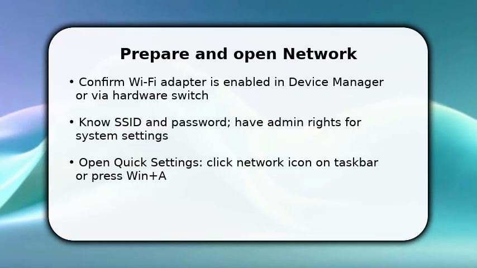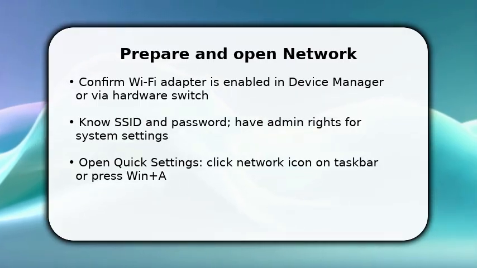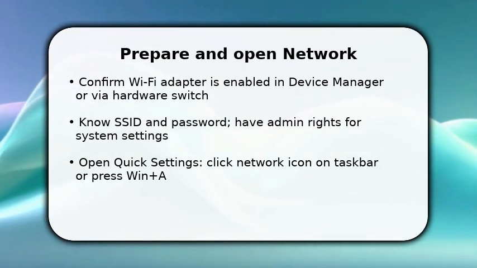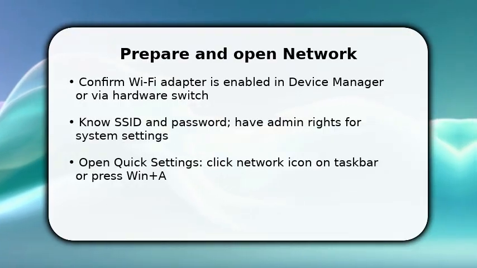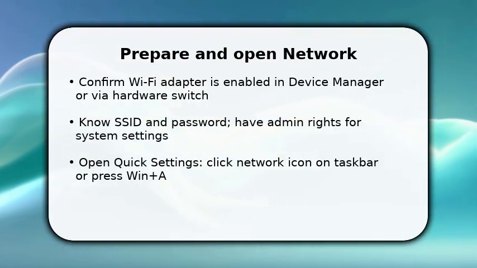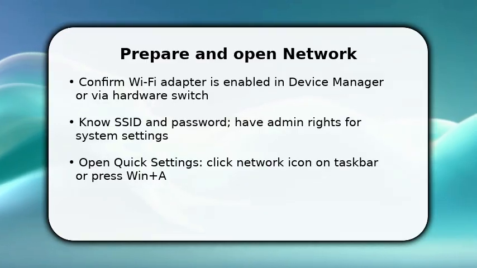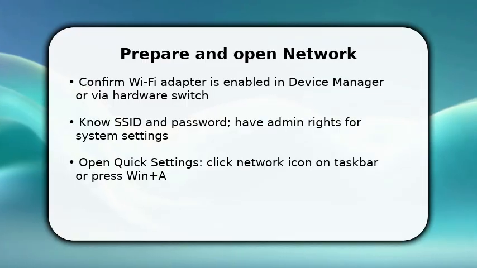You'll start by enabling the adapter and gathering credentials. First, make sure your Wi-Fi adapter is on in Device Manager or a physical switch. Windows won't see networks otherwise. Once done, confirm the SSID and password and verify you have admin or user account access.